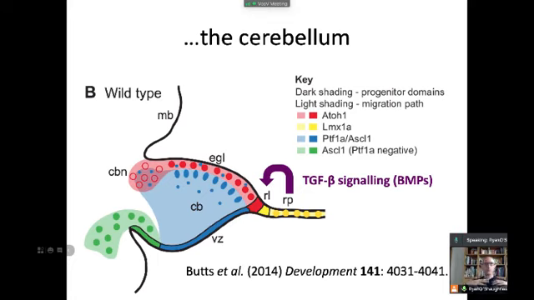This also happens in the cerebellum, oddly enough. And some of the same transcription factors, so the transcription factor ASCL1 is negative in regions where the cerebellum is produced. And this requires TGF-beta signaling in specified domains.